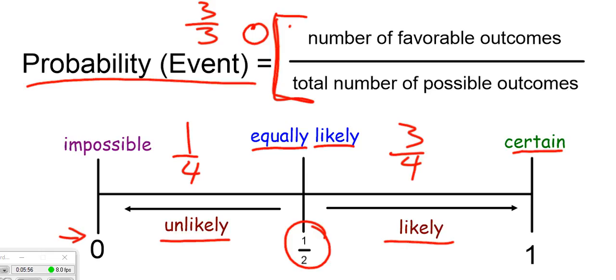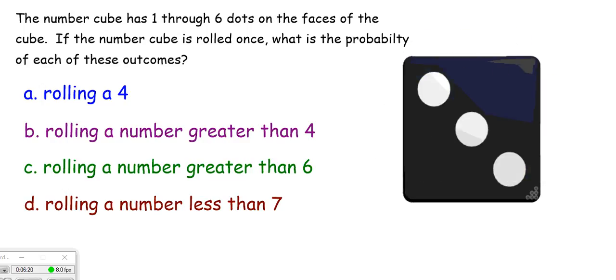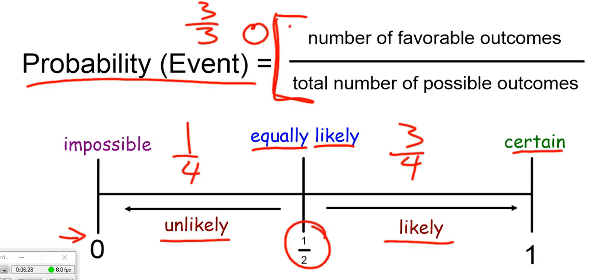So we have these different ideas. Here are the main concepts. Let's work through some problems and apply some of these different ideas. Often when it comes to probability, we look at number cubes, we look at spinners, we look at different ideas like that. And so let's work with our number cube. It says a number cube has 1 through 6 dots on the faces. You don't believe me? There they all are, right? If the number cube is rolled once, what is the probability of each of these outcomes? So we're going to use this pattern right here to help us solve this idea.